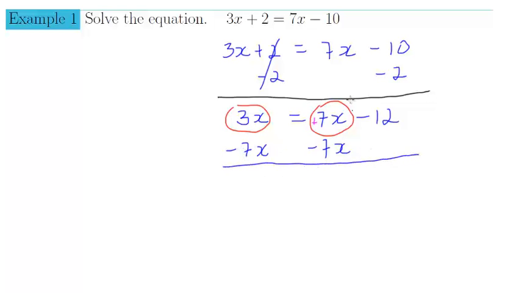Okay, so let's talk about the right side first. Positive 7x minus 7x, those cancel to 0, which means all I'm left with is negative 12 on this side. On the left side, 3x minus 7x, when you collect like terms, becomes negative 4x.